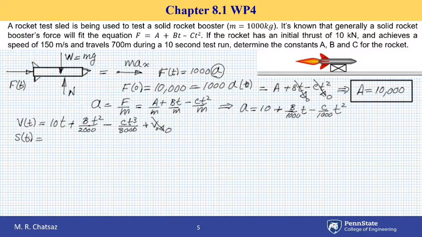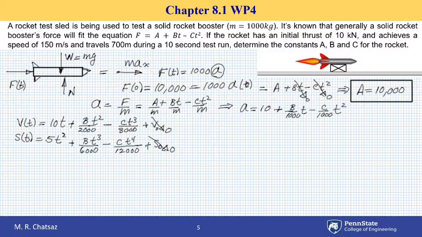So s of t equals the integral of 10t, which is 10t squared over 2, which is 5t squared, plus B t cubed over 3, which gives me 6000 in the denominator, minus C t to the 4th power over 4 times 3000, which is 12,000, plus initial position s naught, which I take to be 0.